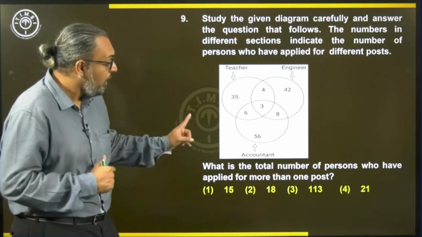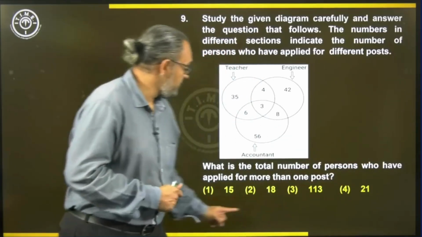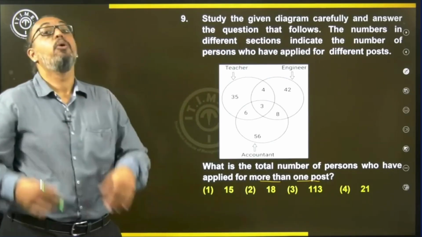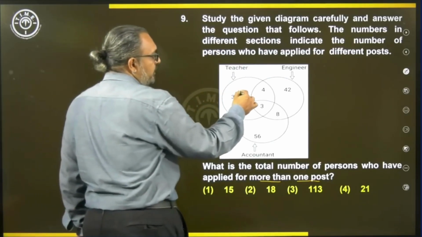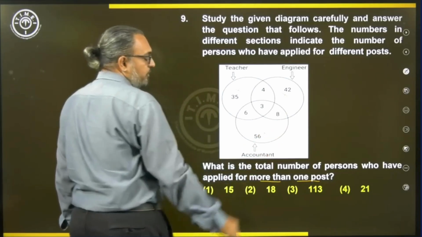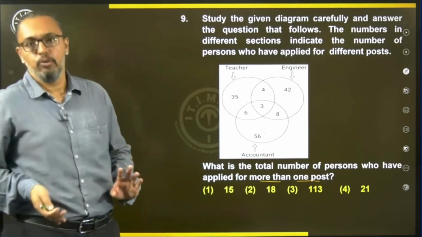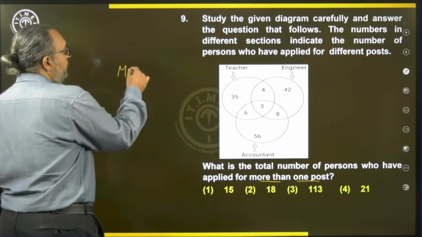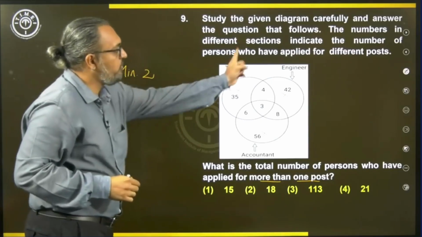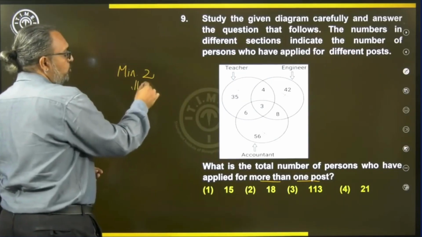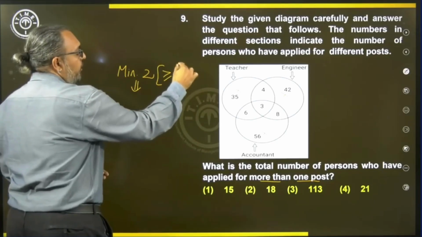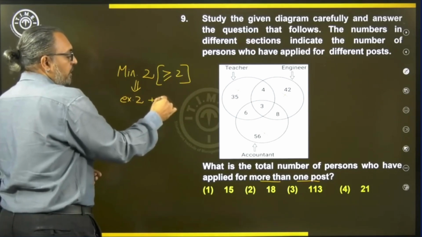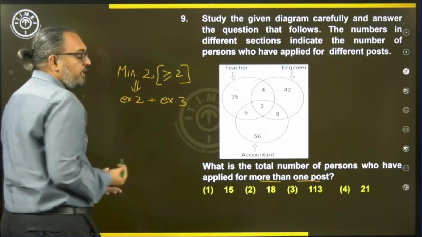Now look at the question. What is the total number of persons who have applied for more than one post? More than one. That means I can rule out 35, 42, 56 because these are the persons who have applied for only that post. Now if I say more than one means what? Minimum 2. Now how many posts are there? 3 posts. So when I say minimum 2, it should be understood as greater than or equals to. That means people who have applied for exactly 2 posts plus people who have applied for exactly 3 posts.